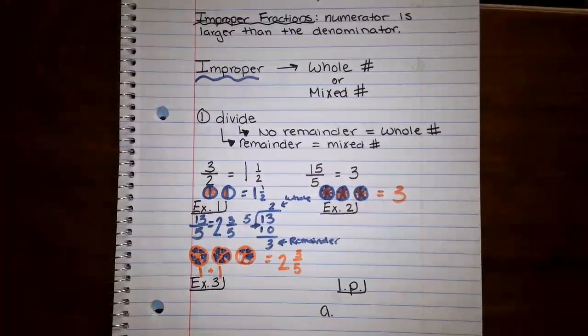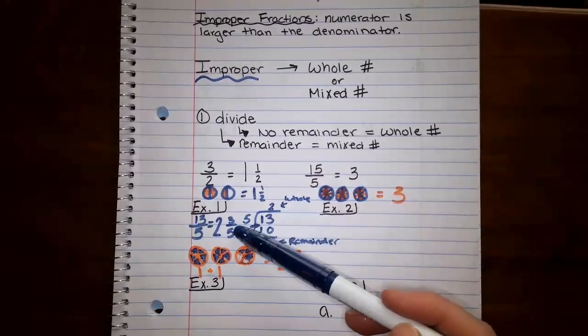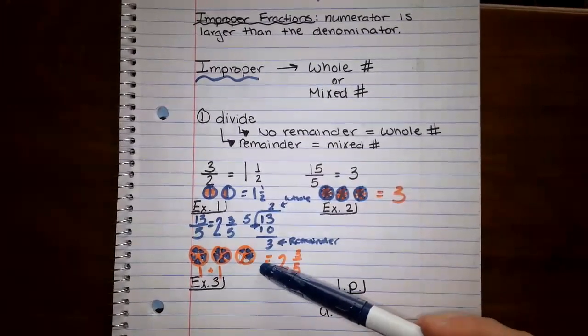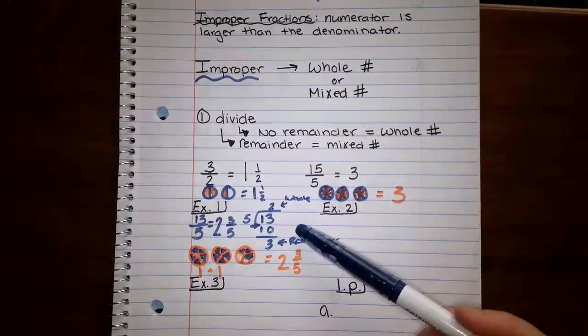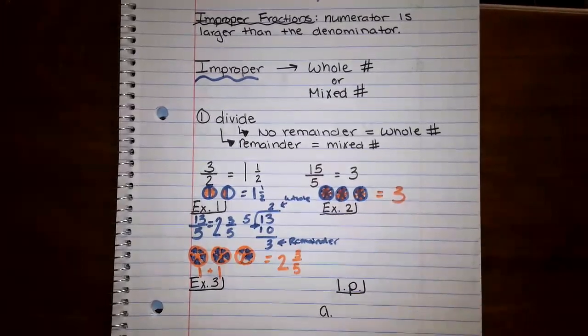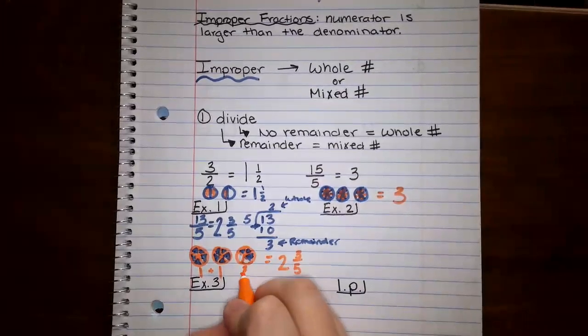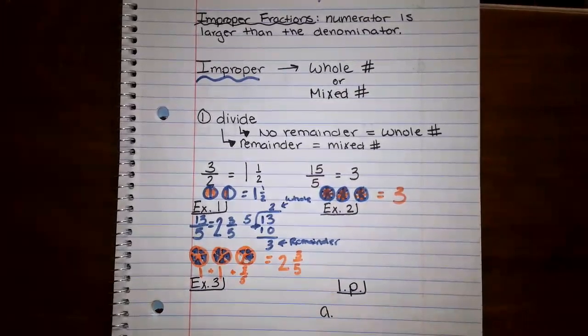Okay, so I divided to get this answer the first time, but I also drew a picture to show you that if you really didn't understand the division part, this is also how you could find it. And here is your 3/5. I know it's hard to see. Okay, so let's go ahead and try example number 2.